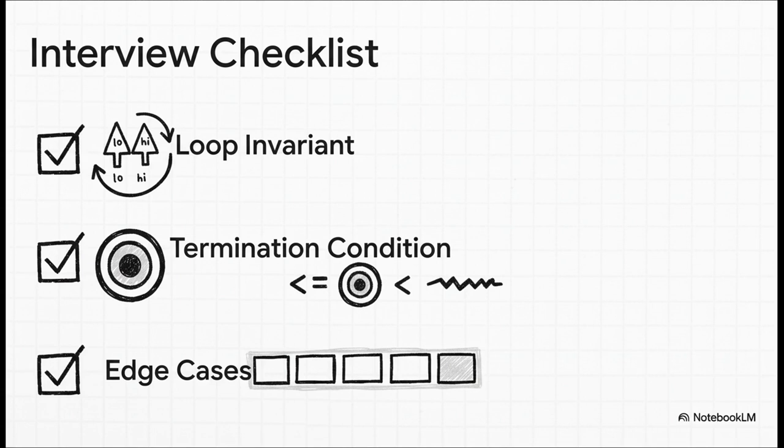And finally, and this is huge, always think about edge cases. What happens with an empty array? What about an array with just one element? What if it's all duplicates? Nail these and you'll look like a pro.